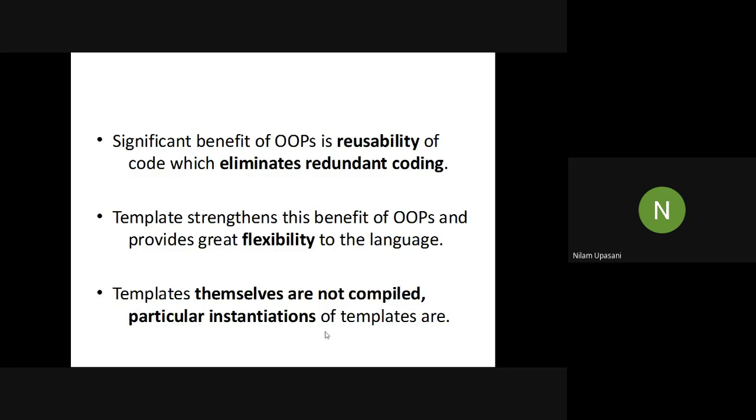So that means indirectly a number of instances are internally created: separate for integer, separate for float, separate for double. So when instances are created, you need memory. So you are not saving memory here.